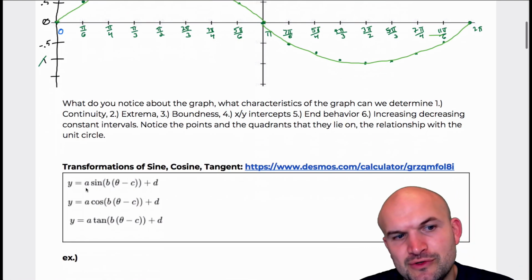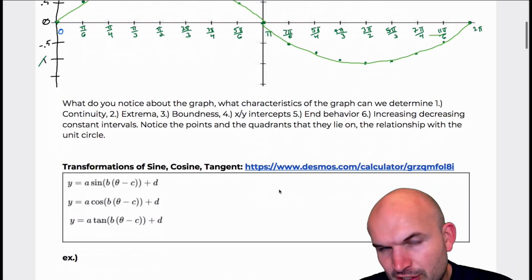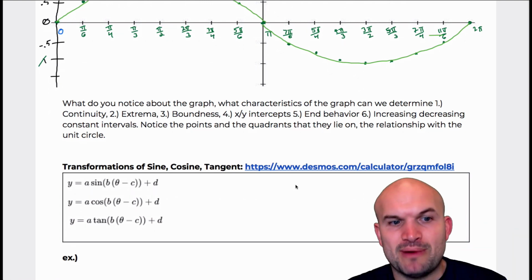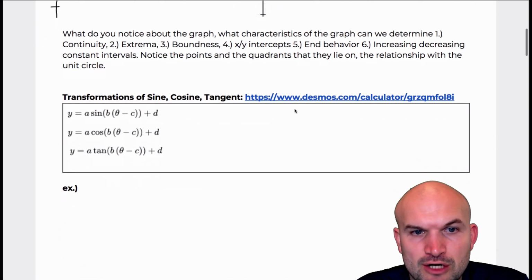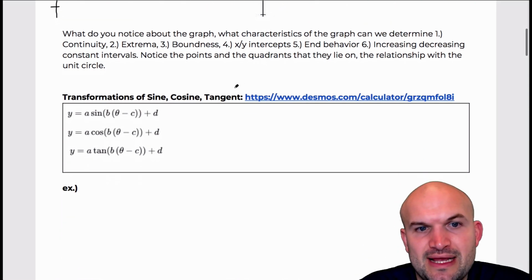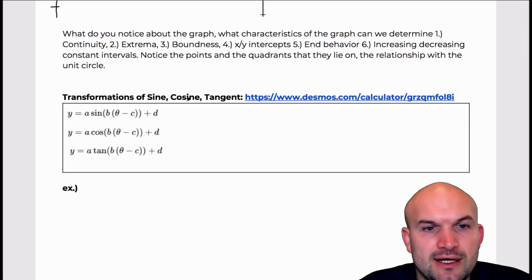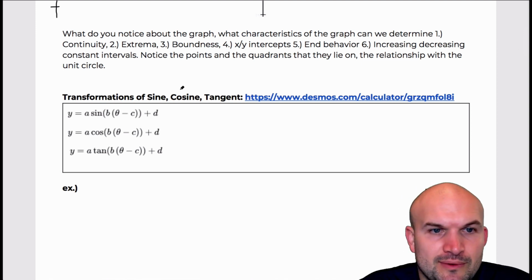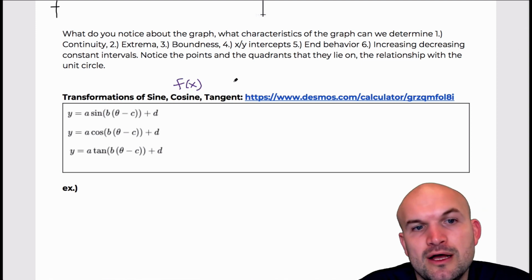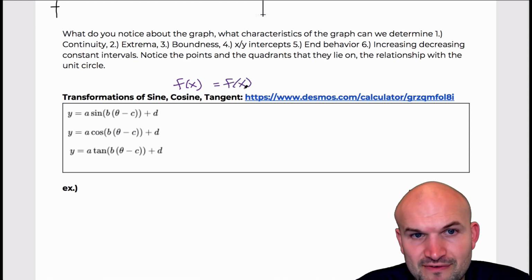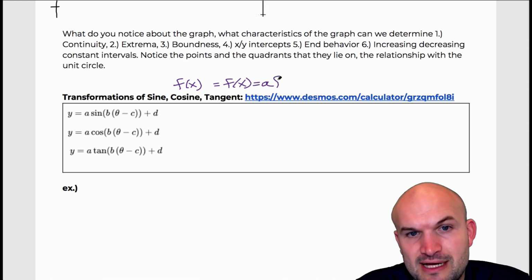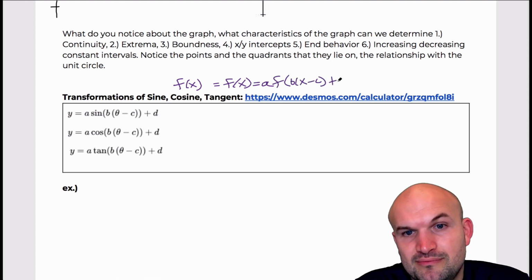We can write this in terms of an equation or a function, and we're going to go back and forth. But the main thing I wanted to do is relate this to our function notation. If we just have a random function, let's say f of x, we can apply these transformations: f of x is equal to a times f of b times x minus c, plus d.